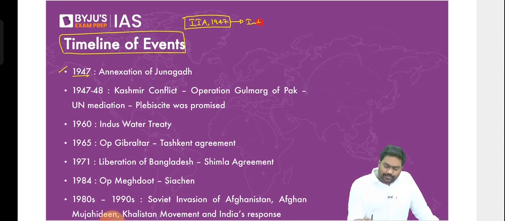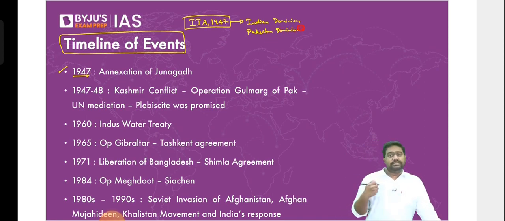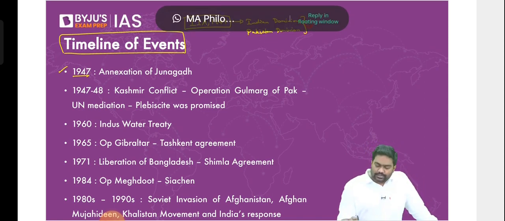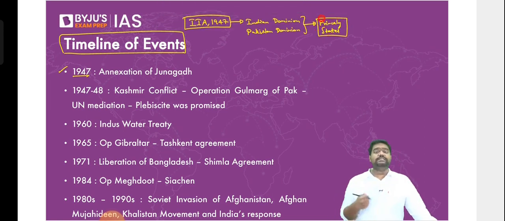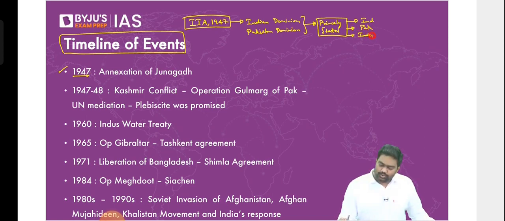Essentially, it established the Indian Dominion and the Pakistan Dominion, and both dominions were being prepared for complete independence, complete self-rule and self-governance. However, the princely states, on the other hand, were given 3 options. There were several princely states in the Indian subcontinent, at least 600 plus. These princely states either had the option to join India, or they could join Pakistan, or they could choose independence. They could remain independent as well.